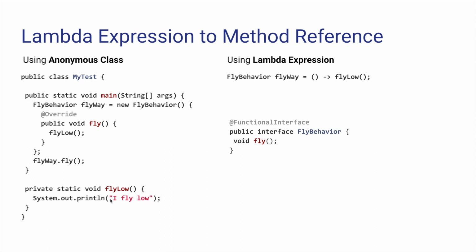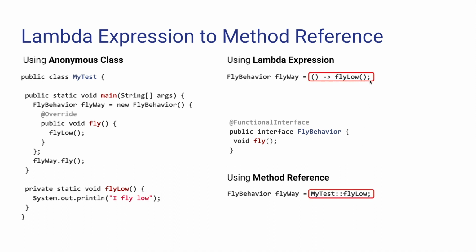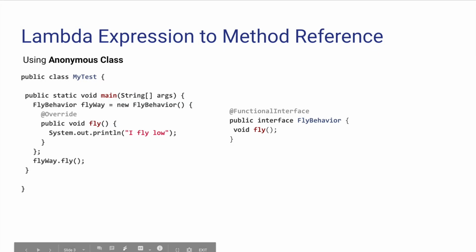And in such cases, we can simplify the lambda expression even more using a method reference. So as you can see here, it is as simple as MyTest::flyLow, and the highlighted lambda expression and method reference syntax are exactly the same. Let's look at another example.